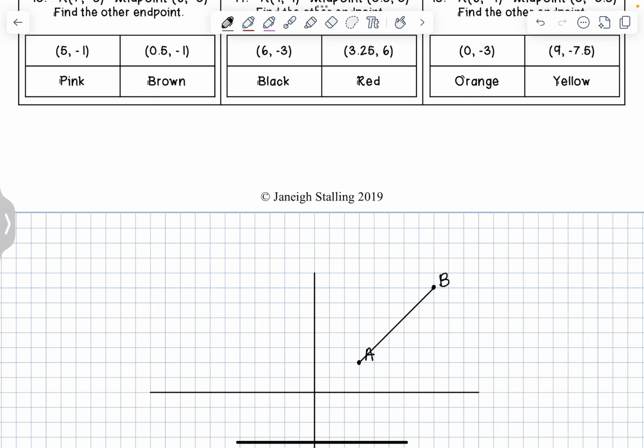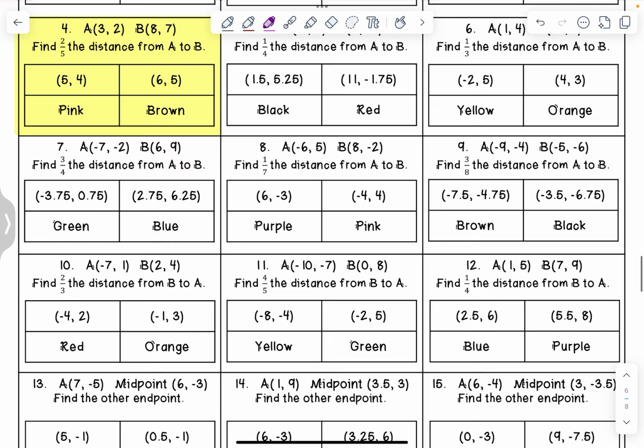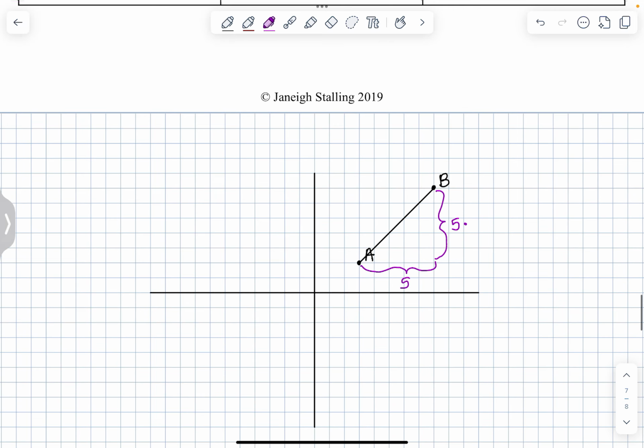So, the difference in x's is 5. The difference in y's is 5. Total distance. Step 2, we multiply. We're going to multiply times 2/5. 5 times 2/5 is 2. 5 times 2/5 is still 2.